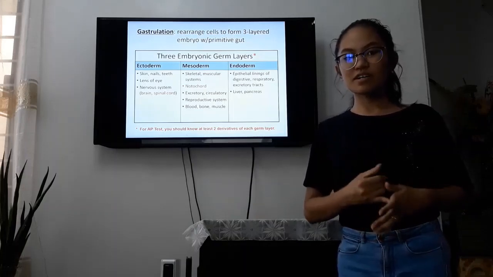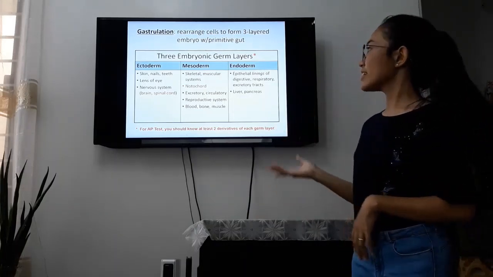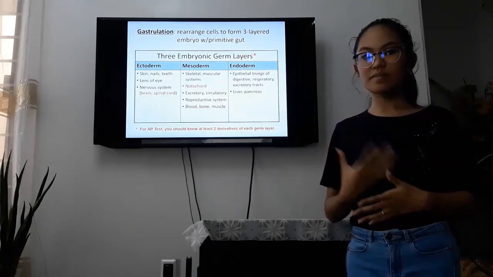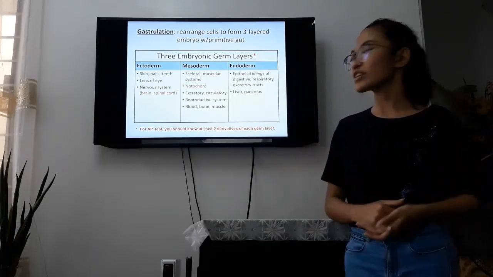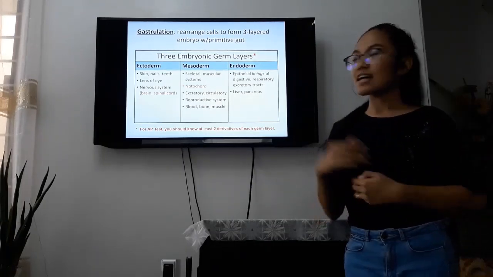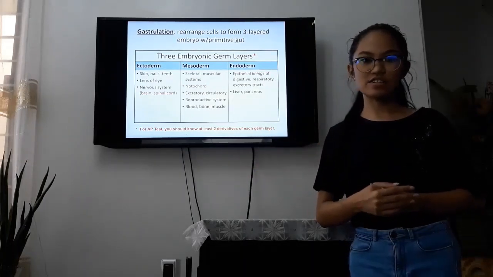The three types of muscles: cardiac, smooth, and skeletal. Since it forms the cardiac muscle, it also forms the heart as well as the blood vessels. It also forms the excretory and the reproductive system. So, these are the three layers that are formed during the process of gastrulation.